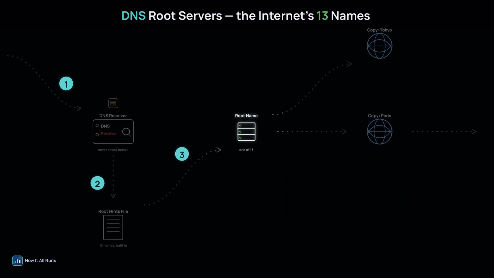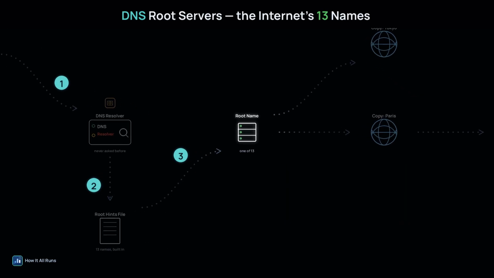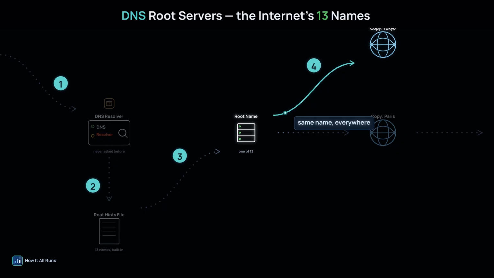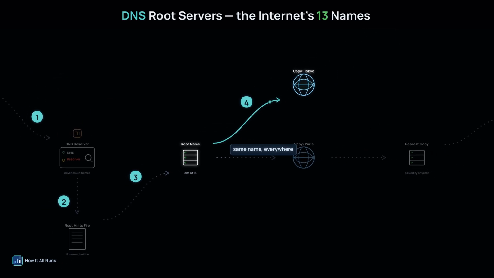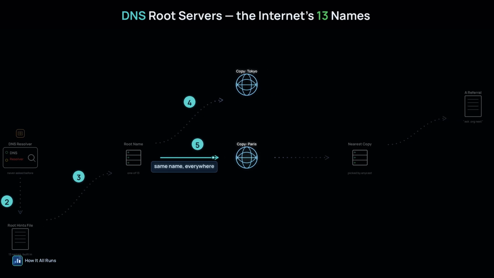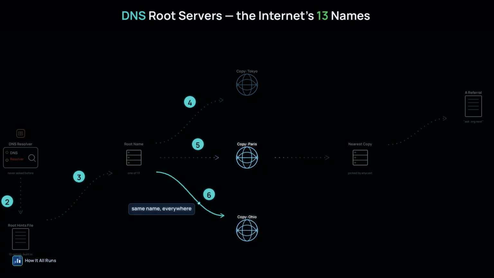Now the part that makes 13 enough for the whole planet. That one root name is not a single machine sitting in a single data center somewhere. The very same name is broadcast from a copy in Tokyo, answering local resolvers across Asia with identical data, all day, every day. An identical copy sits in Paris, serving Europe. Same name, same answers, entirely separate hardware, entirely separate power and network connections. And a third copy sits in Ohio, serving North America. This one root name now has at least 3 faces, and in reality, hundreds more worldwide.